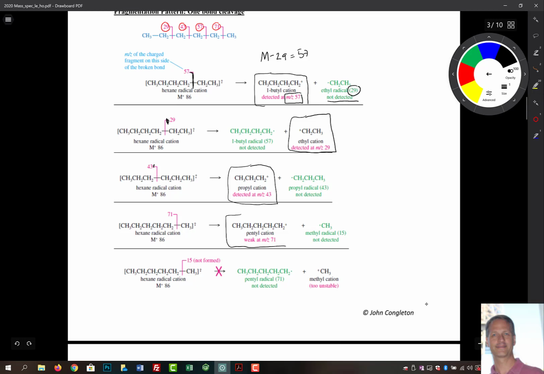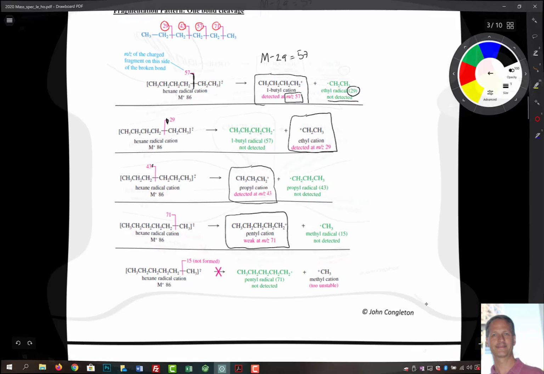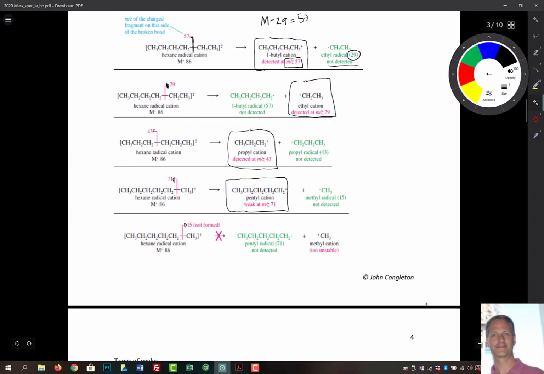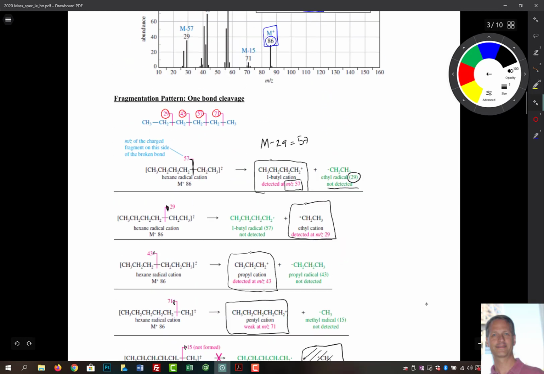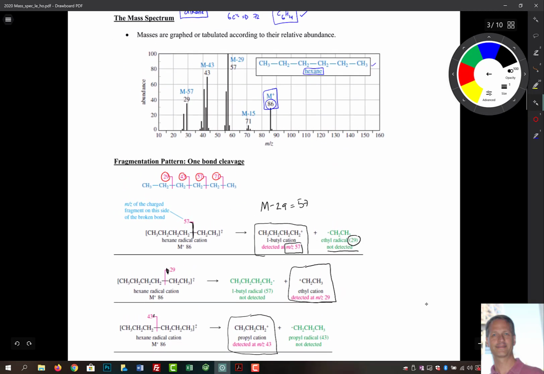Now, if we look at the cleavage going to the right on this bottom one, you would, in theory, form this methyl cation, but that's going to be pretty unstable. So this is not detected and not really formed at all as far as the fragmentation is concerned. So that'd have a molar mass of 15, and when you look up here, we don't see anything here, right? So nothing's showing up there at all for 15.